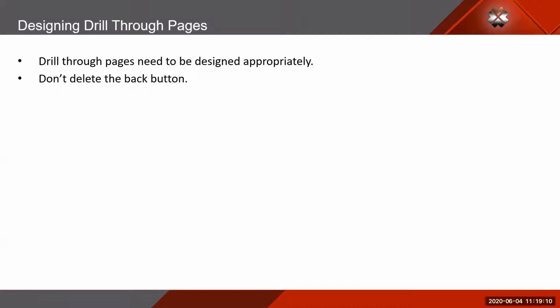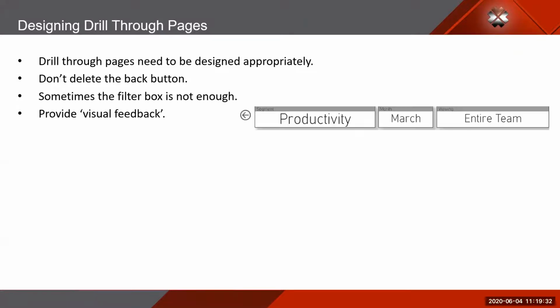Sometimes the filter box where the leftover filters are shown is not enough in terms of conveying to the user what they are filtered on. And I'm talking about the boxes near the drill through field box. It's important to provide visual feedback cards on the page that update the user on what category they use to navigate to the drill through. And it is important not only to the user, but for anyone that they want to share the insight with.